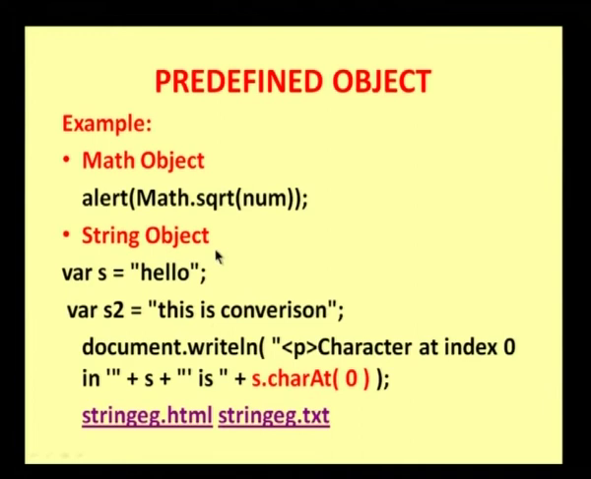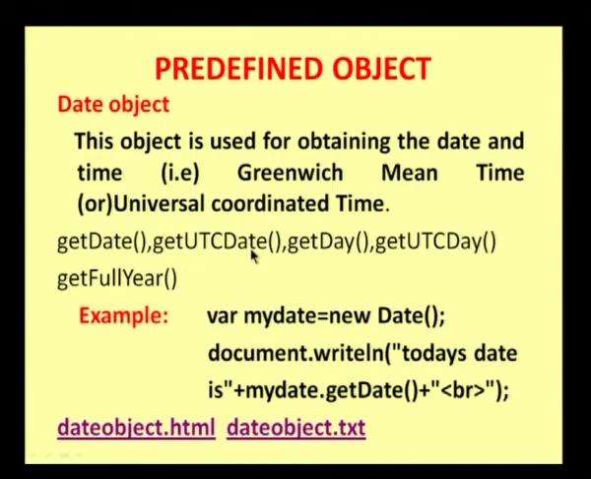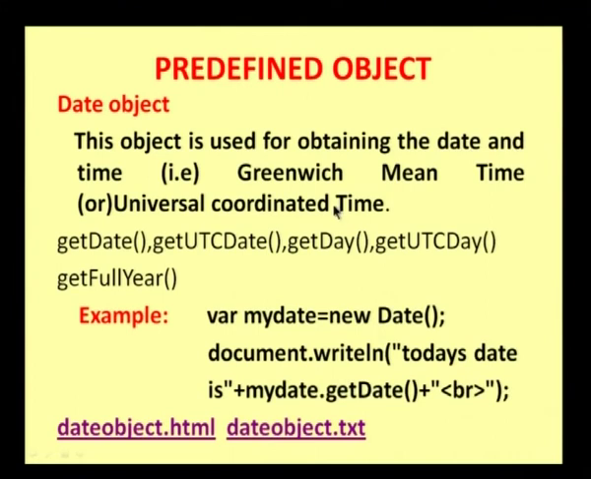So this is an example for the math object and string object. The next important object is the date object. We can also manipulate the date in our web pages without using any predefined date. The predefined date will be in the format of Greenwich Mean Time and Universal Coordinated Time. So these two times are being used in the date object. We can manipulate the date, or otherwise we can reuse the existing date.